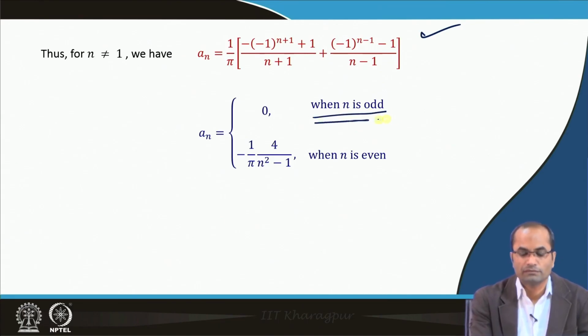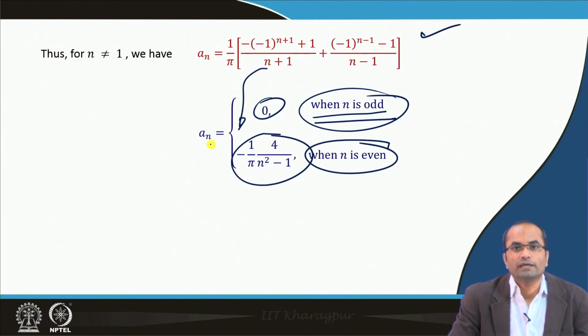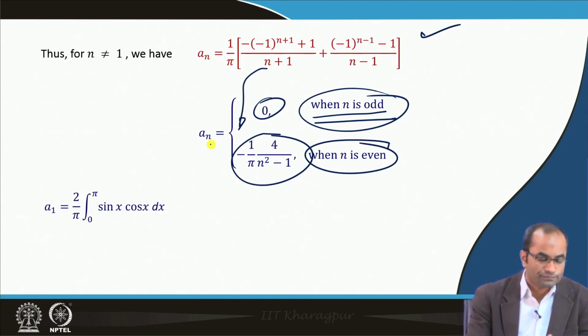So, for n not equal to 1, this formula can be further written in a more simplified form. When n is odd, this will become 0, and when n is even, this can be simplified to this: minus 1 over pi and 4 over n square minus 1.